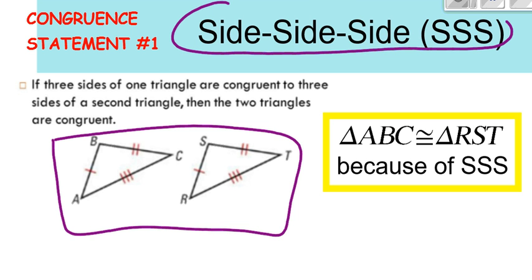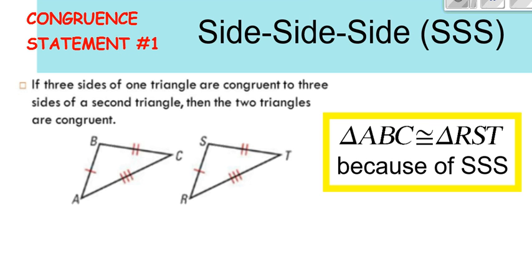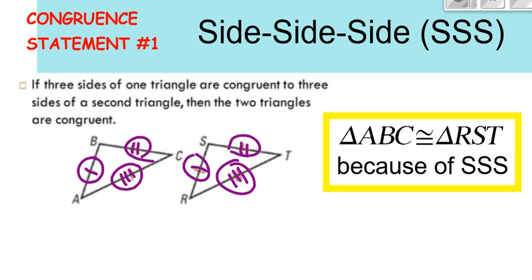Basically what side, side, side says is that if I have 3 corresponding sides, so I have this side and this side, those two correspond. These two correspond with each other, and also this side corresponds with this side. So I've got 3 sides that correspond to each other and that are congruent. This is congruent to this, and this is congruent to this. I know that because they are marked the same. So then I can say that the triangles are congruent overall because of side, side, side. All 3 sides are congruent.